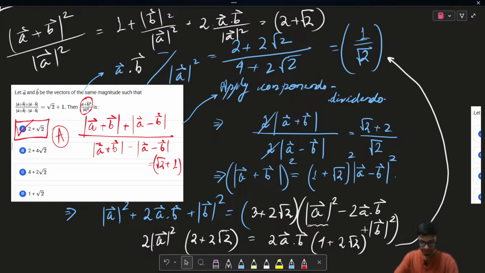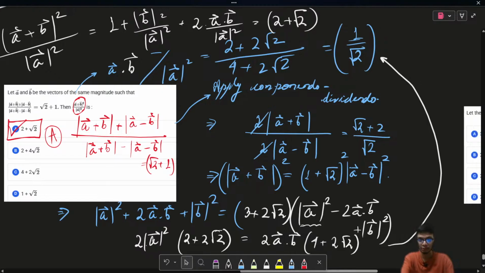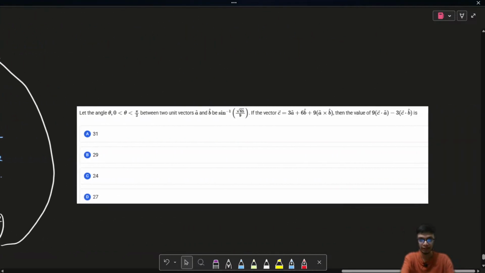Are you all getting the same answer? Yes, the cross product is a part of the syllabus. I hope this is clear to all of you, right? If this part is clear, please try to move to the next problem that is given over here.